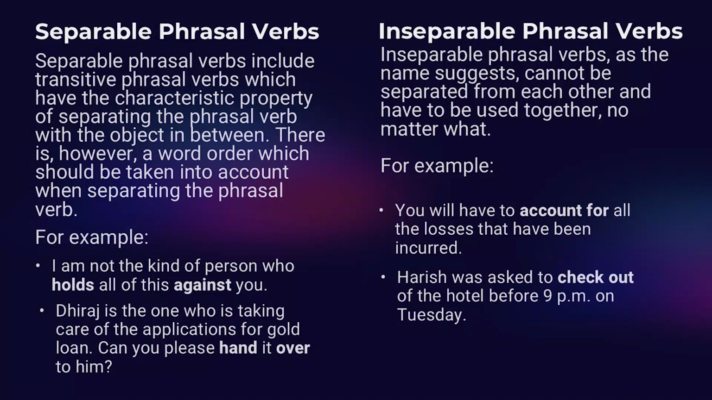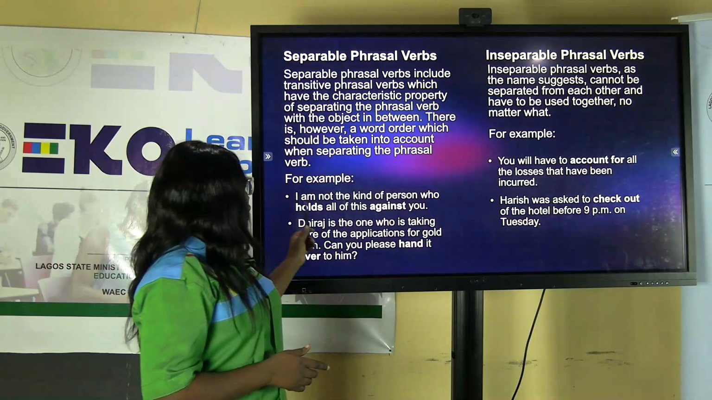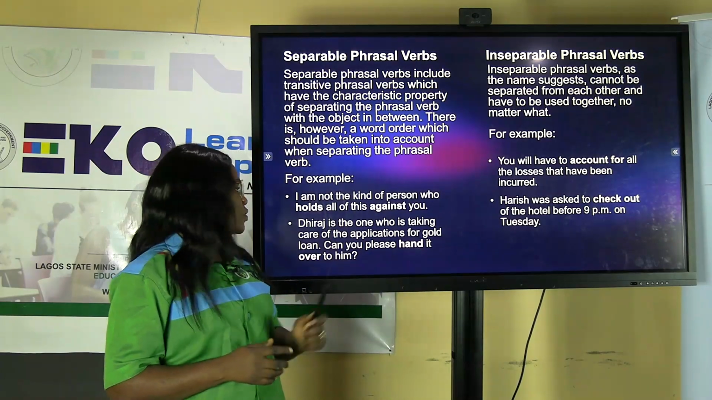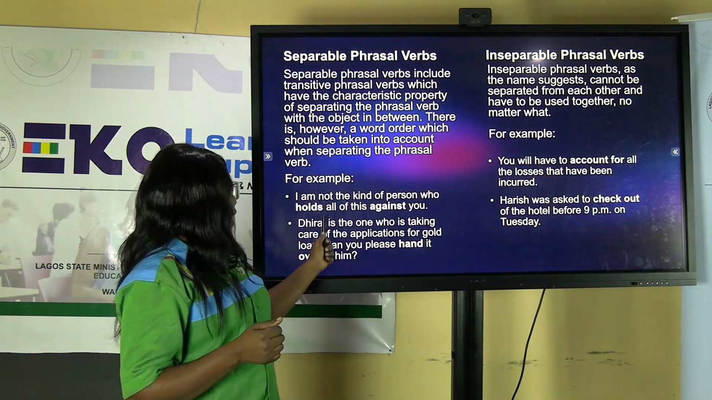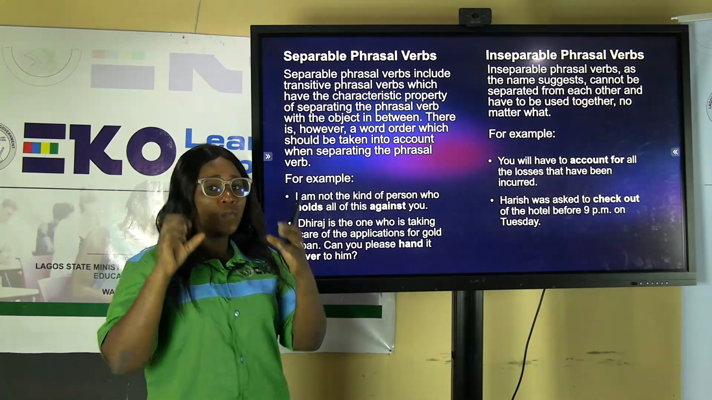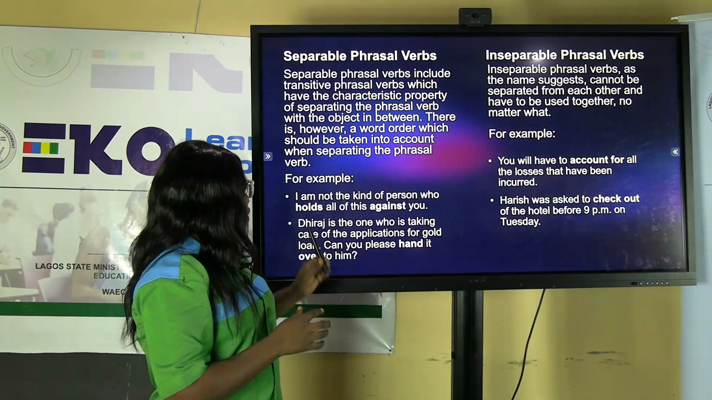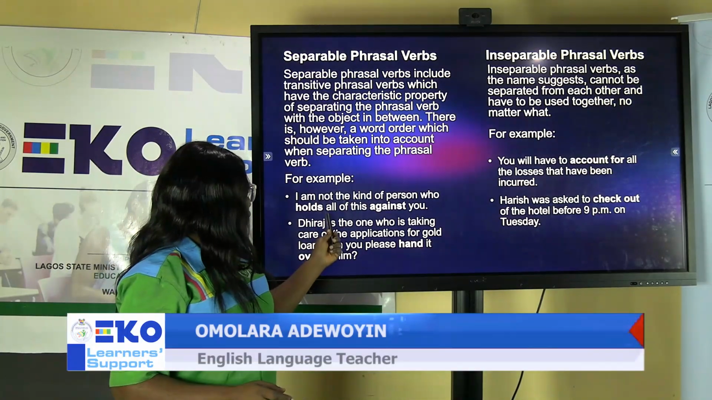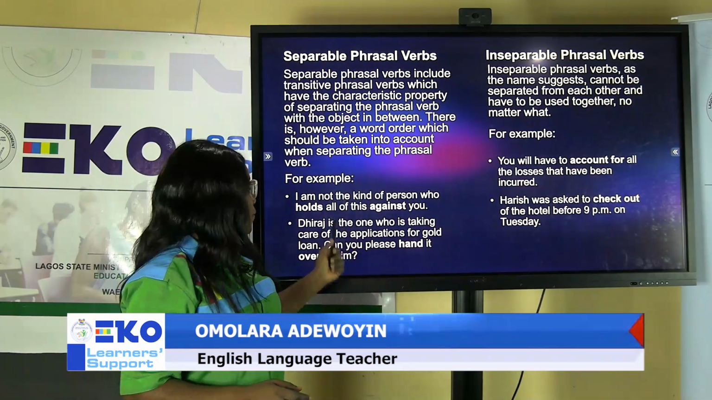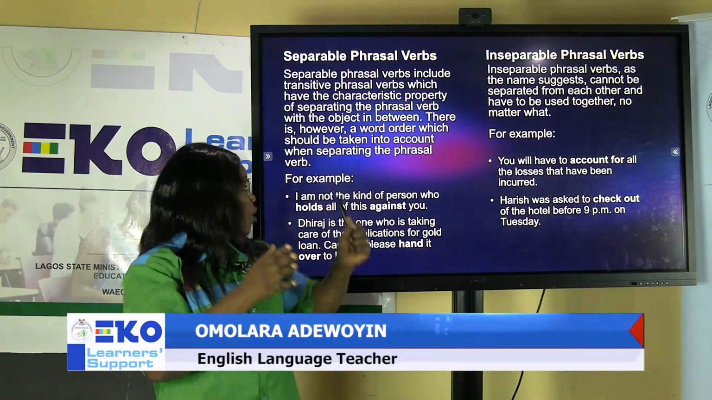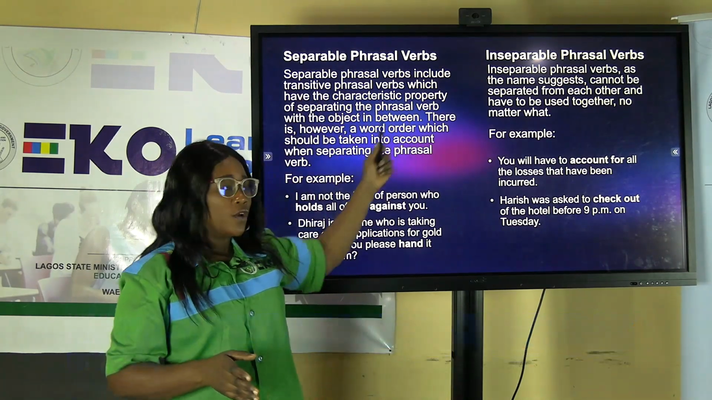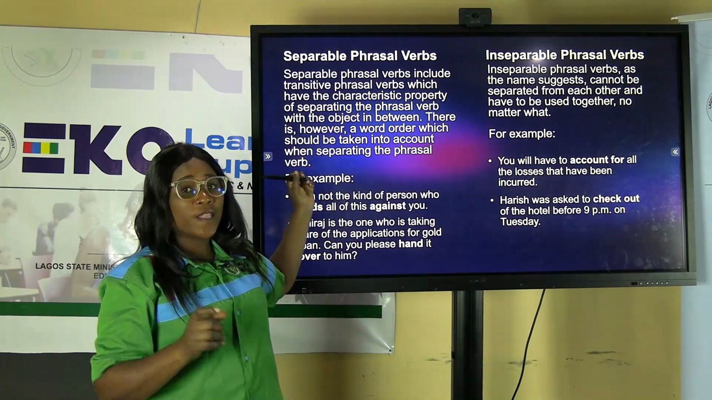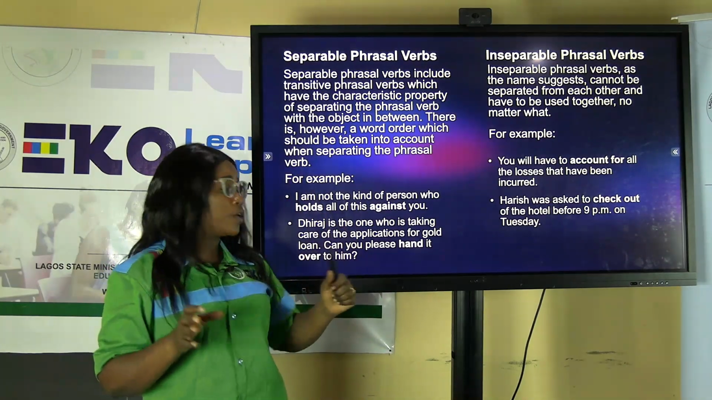I am not the kind of person who holds all of this against you. The phrasal verb is holds against. However, the object, which is what is being discussed, which takes the action of the verb, is what? All of this. And what happens? All of this comes in between holds and against. That's why we say it's a separable phrasal verb, which is an offshoot of what? The transitive phrasal verb. Okay?